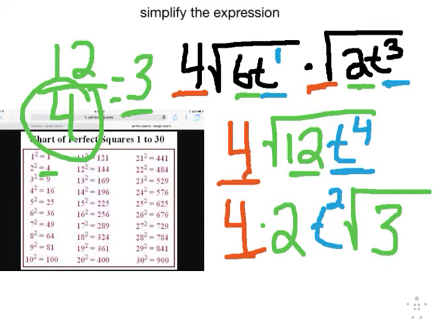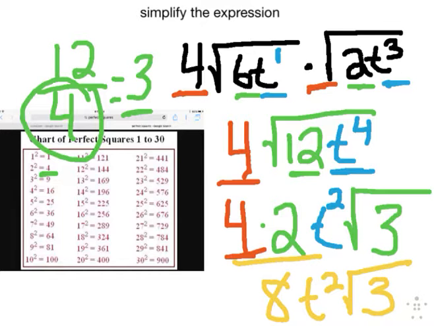Now we need to combine our 4 and our 2. We need to multiply those two together, and that gives us 8. And then we keep our t squared on the outside and our square root of 3 underneath.